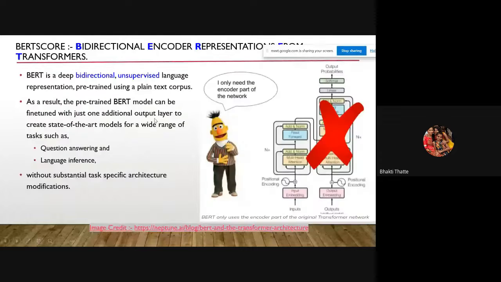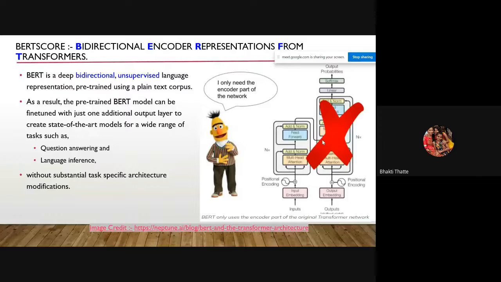Then coming to BERT. How does BERT look? This is the architecture of BERT. I told you, it is the evolution of the transformer. It says I only need the encoder part of the network. So it uses the attention mechanism and the encoder. It does not use the decoder part of the transformer.